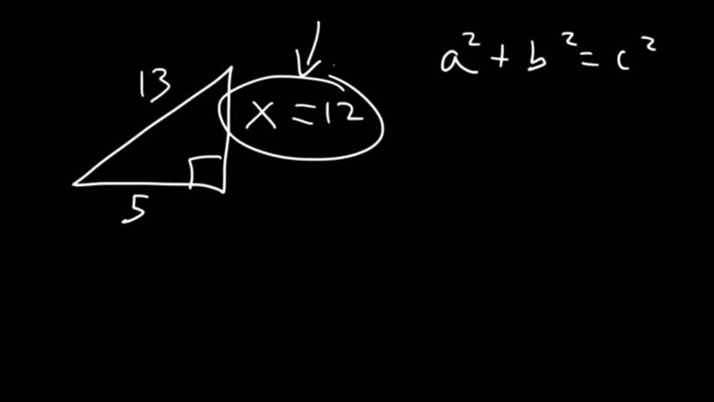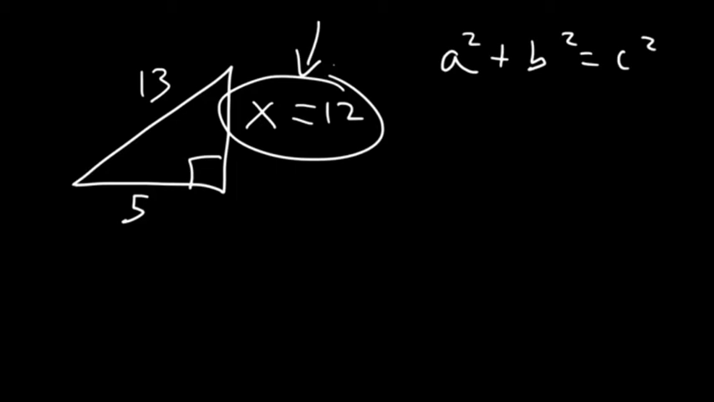So let's prove that. a squared plus b squared is equal to c squared. A is 6, we're looking for b, and the hypotenuse is 10. 6 squared is 36. 10 squared is 100. 100 minus 36 is 64. And the square root of 64 will give us the missing side, which is 8.